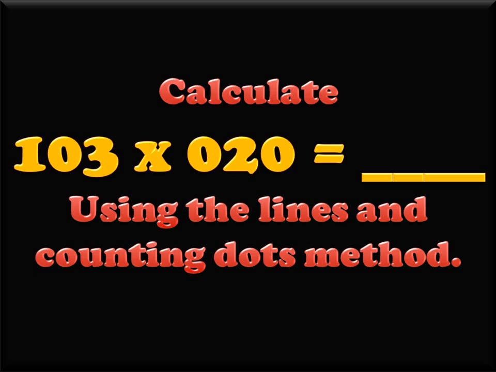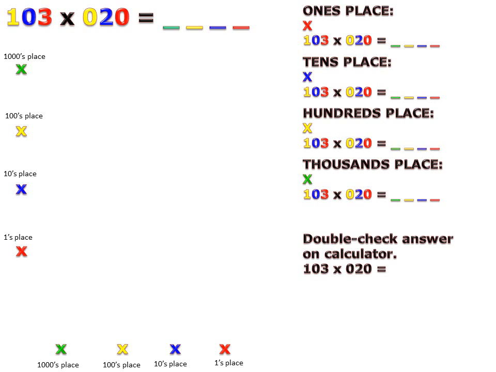Here's our next problem. We're going to calculate 103 times 20 using the lines and counting dots method. We're going to go a little faster now that you have the hang of it. So we have 103 times 20. Now, without me saying too much, watch what happens.